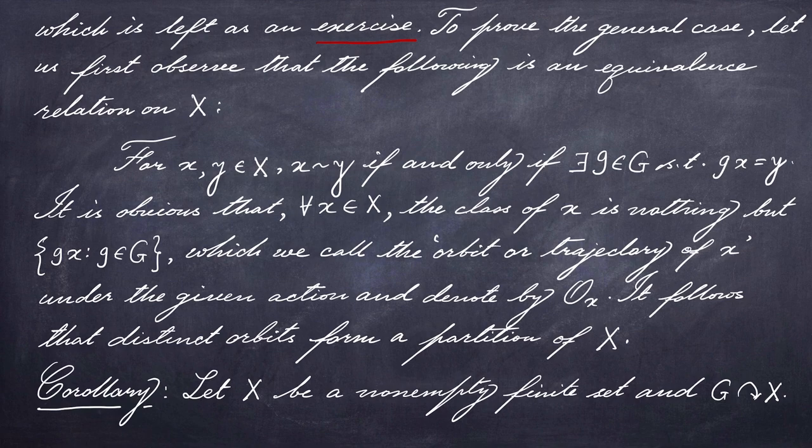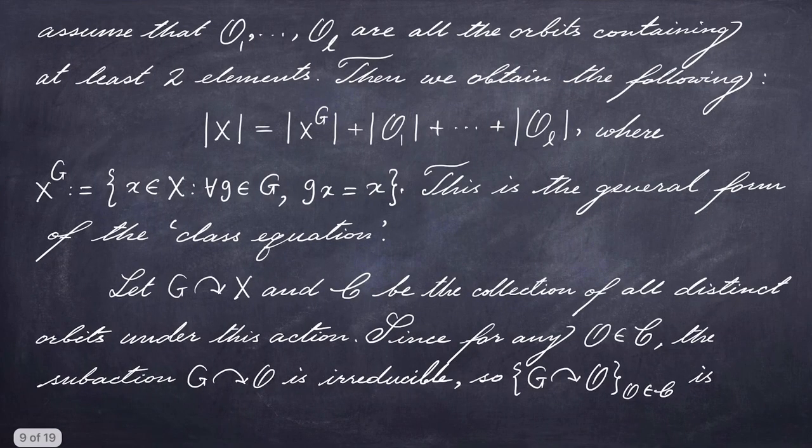For that, we define this equivalence relation, whose equivalence classes turn out to be this set which we have encountered earlier. So for any given x, this subset is called the orbit of x. Now since these are the equivalence classes, distinct orbits form a partition of X, and the action of G on any orbit is irreducible. Therefore it follows that this is a decomposition of the given action.